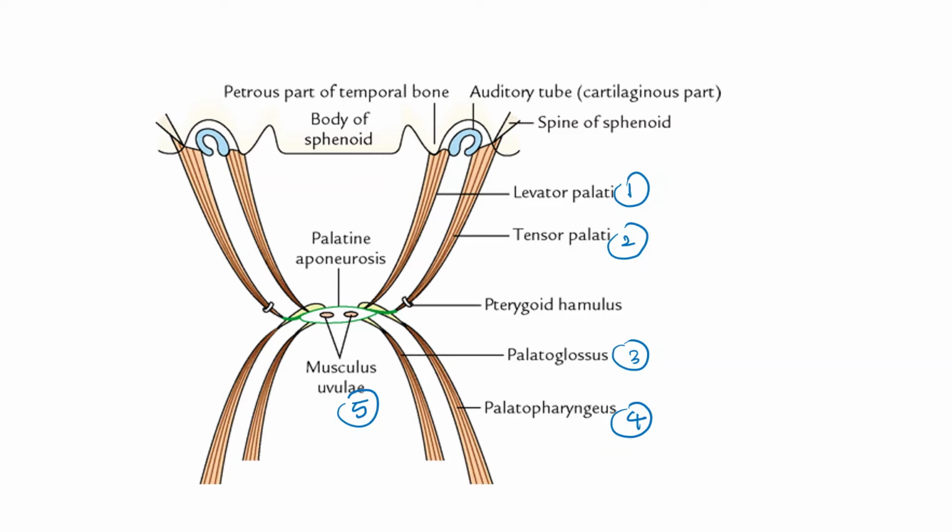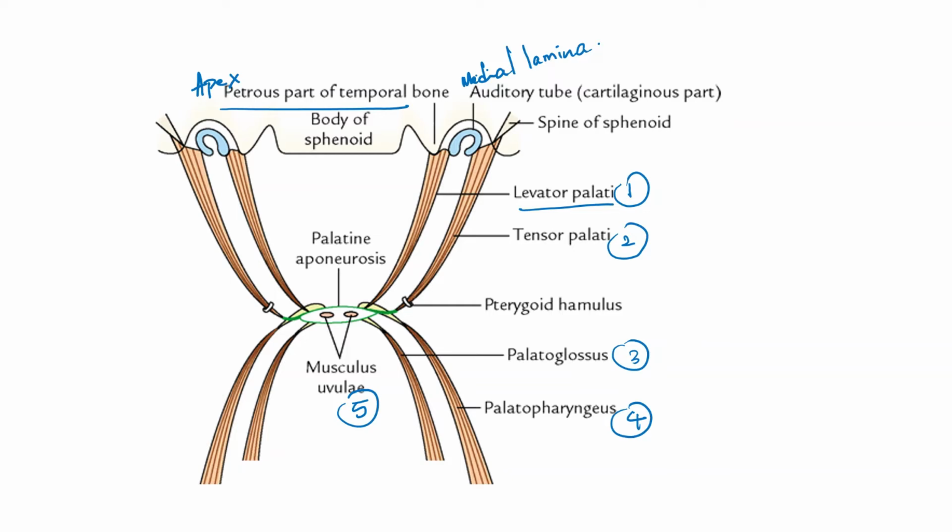Moving on to the attachments of the muscles, the very first muscle is the levator palatini muscle. The levator palatini muscle takes its origin from the apex of the petrous part of the temporal bone, as well as the medial lamina of the cartilaginous part of the auditory tube. So these are the 2 attachments of the muscle levator palatini.